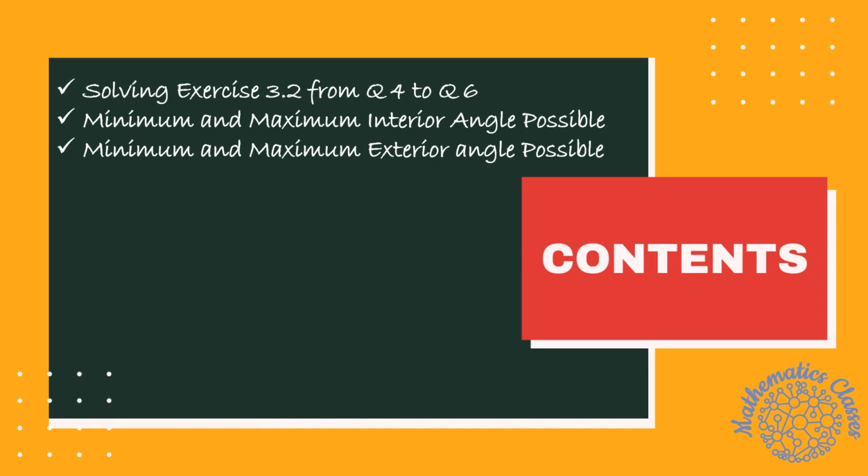Today we will solve the remaining questions of exercise 3.2, that is question number 4, 5 and 6. We will also learn how to find minimum and maximum interior angles possible in any sided regular polygon. In the same way, we will also find out the minimum and maximum exterior angles possible in a regular polygon.